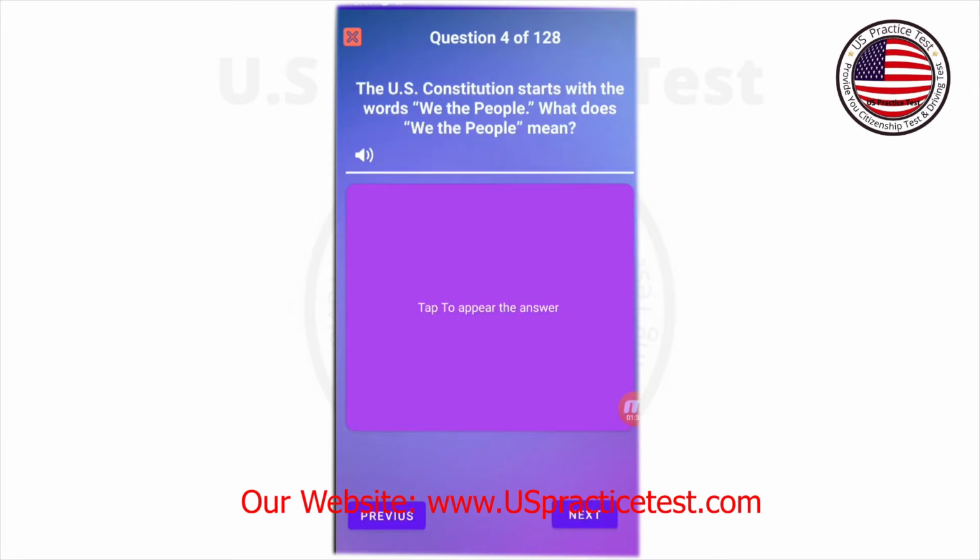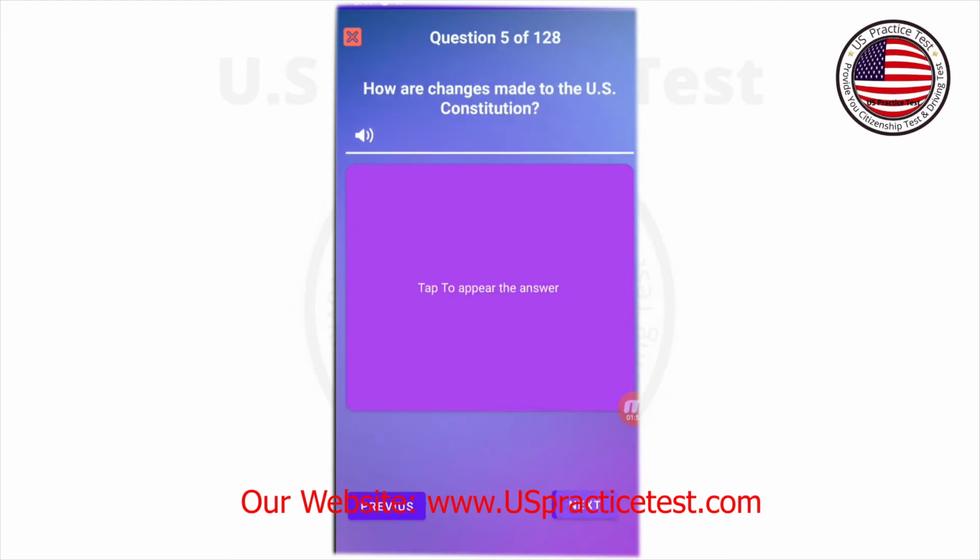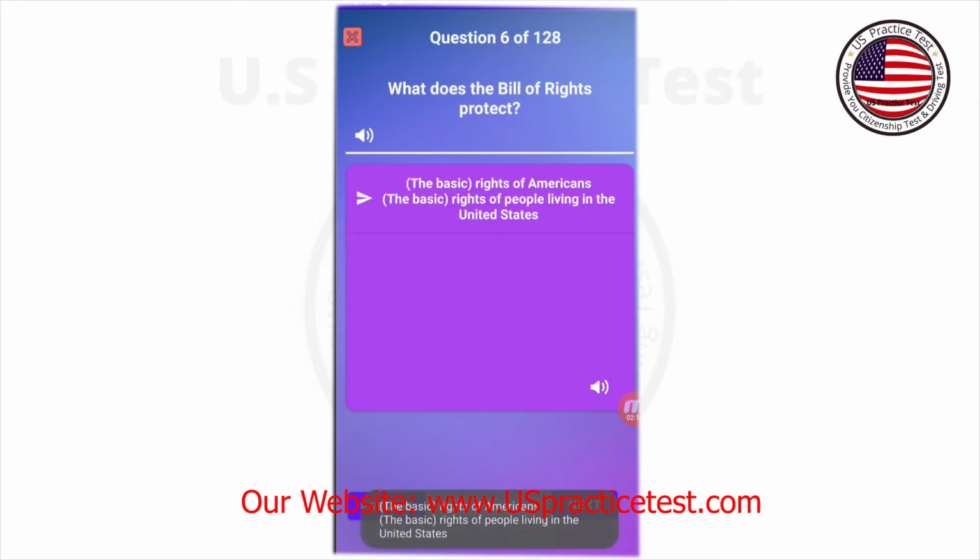The U.S. Constitution starts with the words "We the people." What does "we the people" mean? Self-government. Popular sovereignty. Consent of the governed. People should govern themselves. An example of social contract. How are changes made to the U.S. Constitution? Amendments. The amendment process. What does the Bill of Rights protect? The basic rights of Americans. The basic rights of people living in the United States.